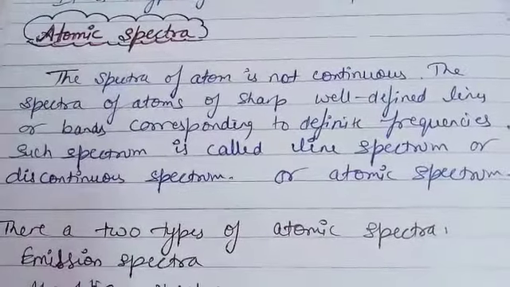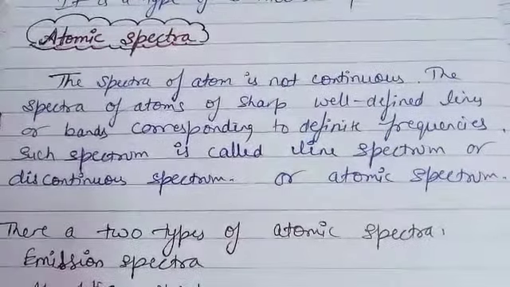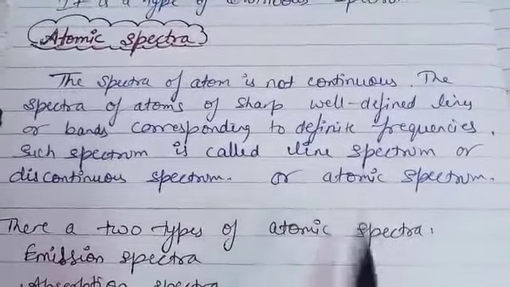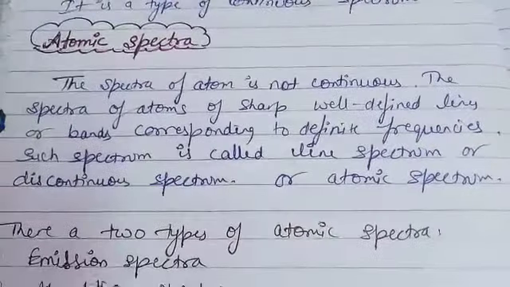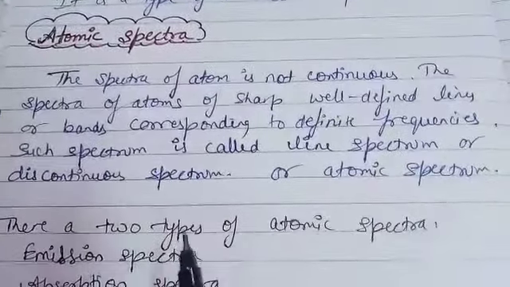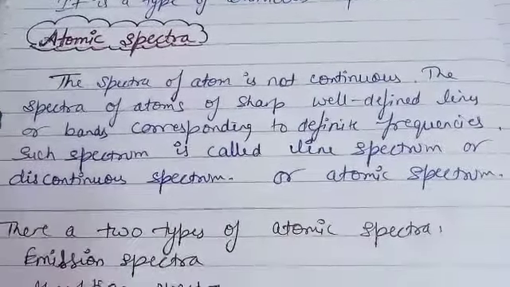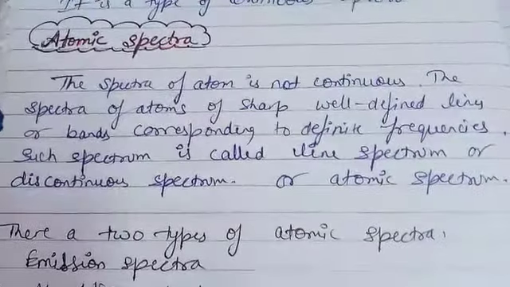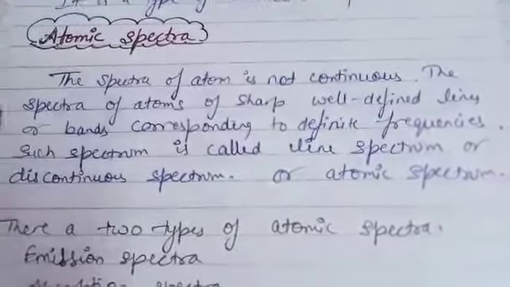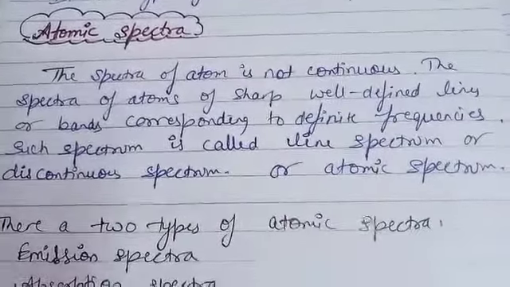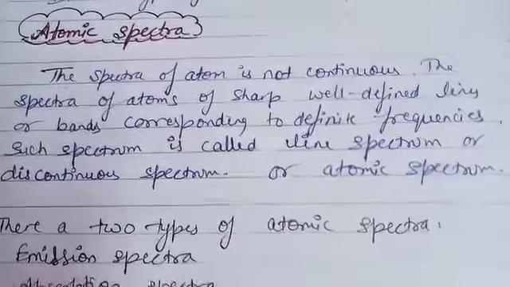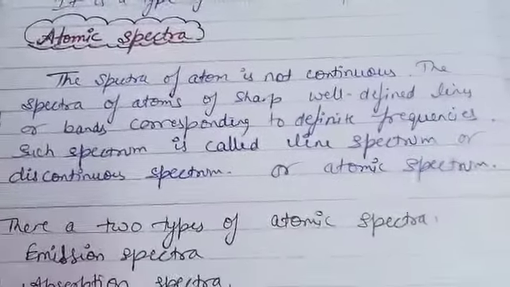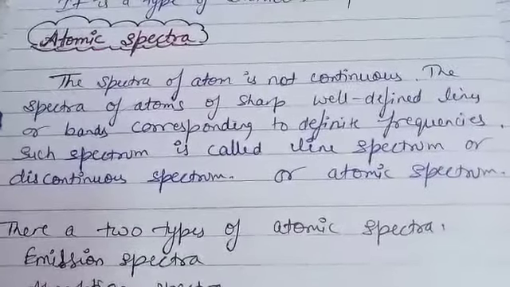The spectra of atoms have sharp, well-defined lines or bands corresponding to definite frequencies. Such a spectrum is called line spectrum, because all the lines you get will be perfect. Or discontinuous spectrum, because this one is not continuous, just like in the previous case. You can say discontinuous spectrum or atomic spectrum. Simple. The spectra we get when we pass light through atoms, molecules or ions, through a matter, that is known as line spectrum or atomic spectrum, because their frequencies are definite.